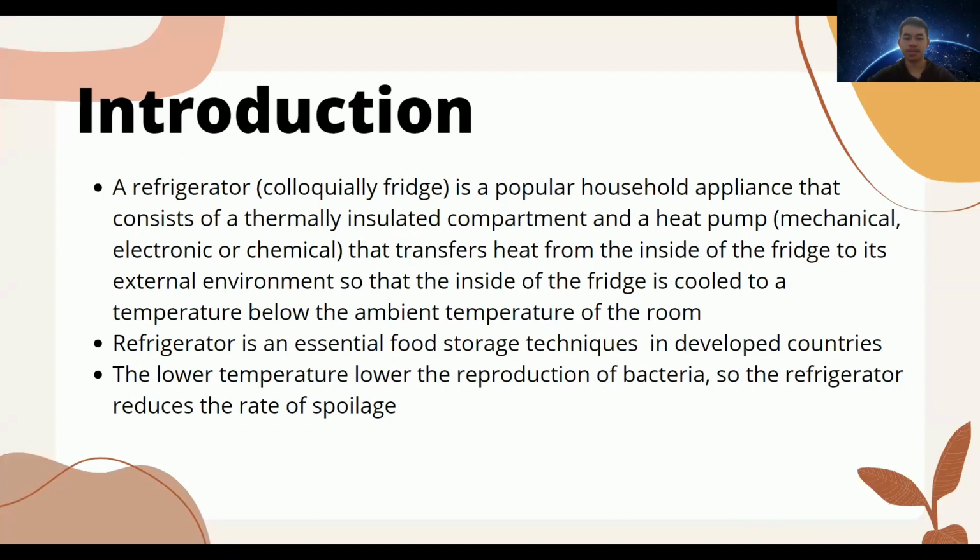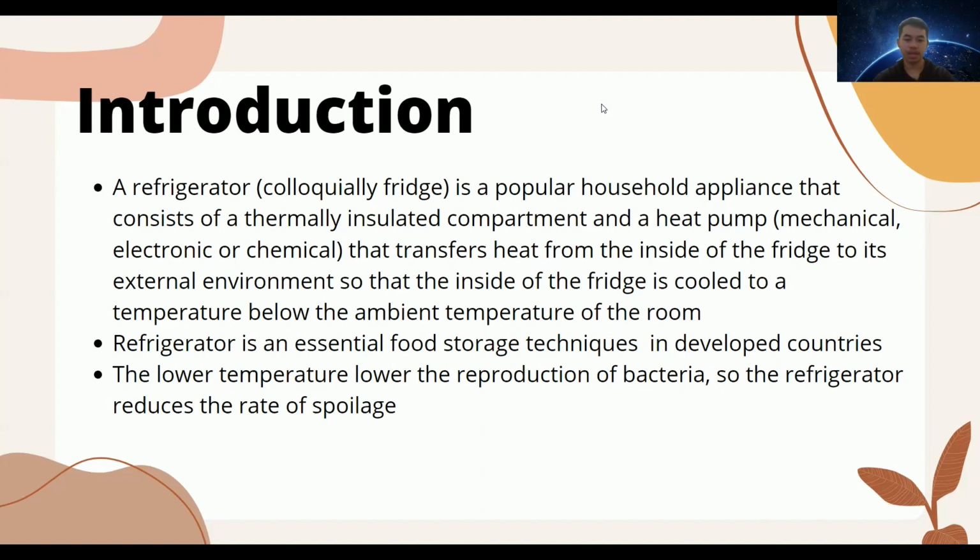Introduction of refrigerator. A refrigerator is a popular household and commercial appliance that consists of a thermally insulated compartment and a heat pump, which is mechanical, electronic, or chemical, that transfers heat from the inside of the fridge to its external environment, so that the inside of the fridge will be cool to a temperature below the ambient temperature of the room. The refrigerator should be kept at or below 4 degrees Celsius, and the freezer should be regulated to negative 18 degrees Celsius.